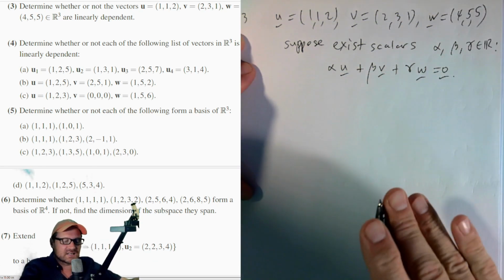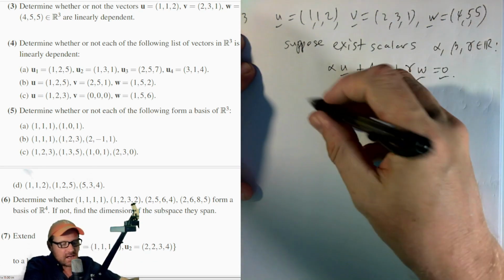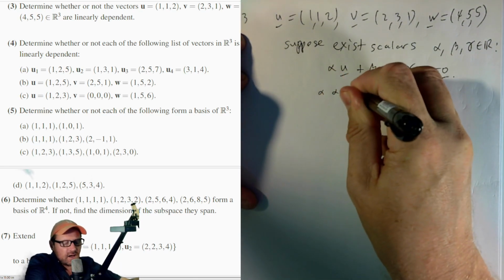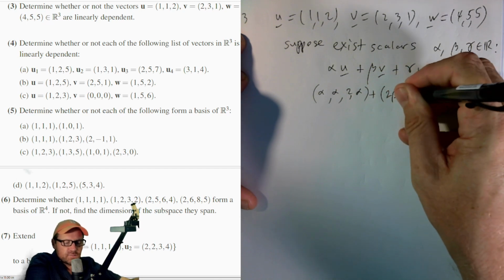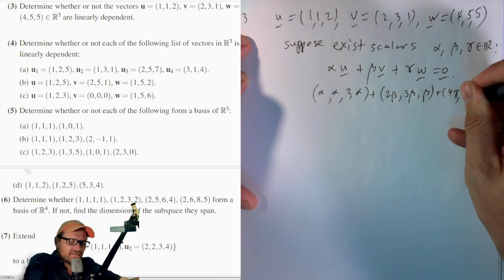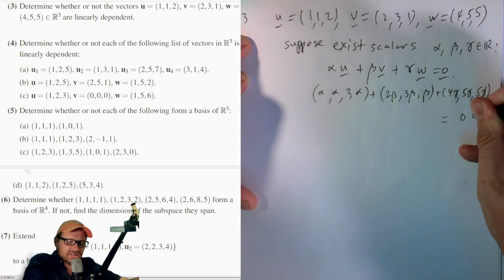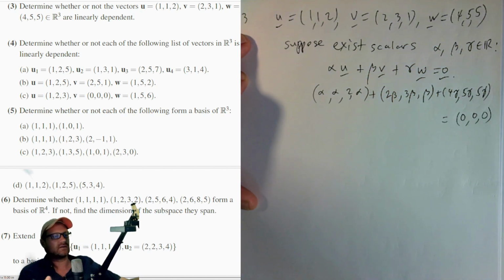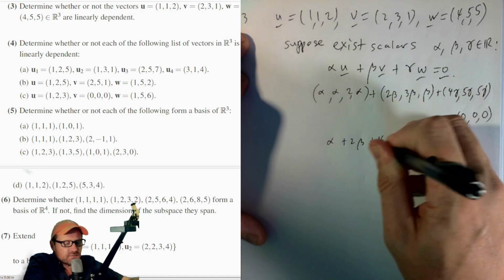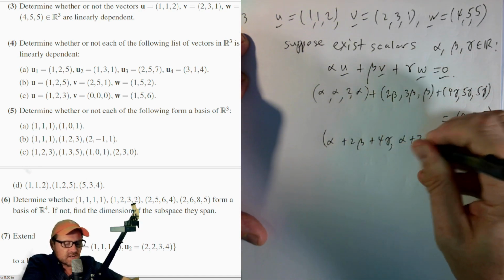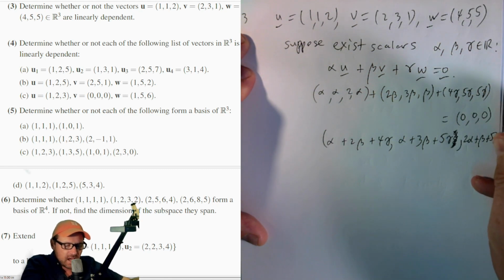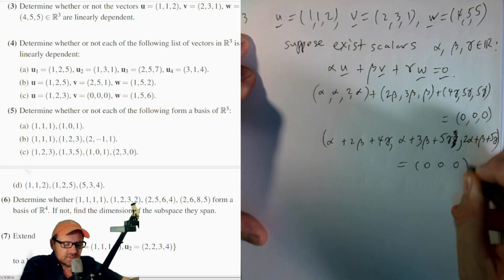Okay, so let's put these scalars in, multiply, expand, add up, and revisit this equation. Alpha times u is alpha, alpha, 2 alpha. Beta times v is 2 beta, 3 beta, beta. Gamma times w is 4 gamma, 5 gamma, 5 gamma. And we're supposing that this is 0, 0, 0, the 0 vector. Adding these components together, we have alpha plus 2 beta plus 4 gamma, alpha plus 3 beta plus 5 gamma, and 2 alpha plus beta plus 5 gamma. This is supposed to be equal to the 0 vector.